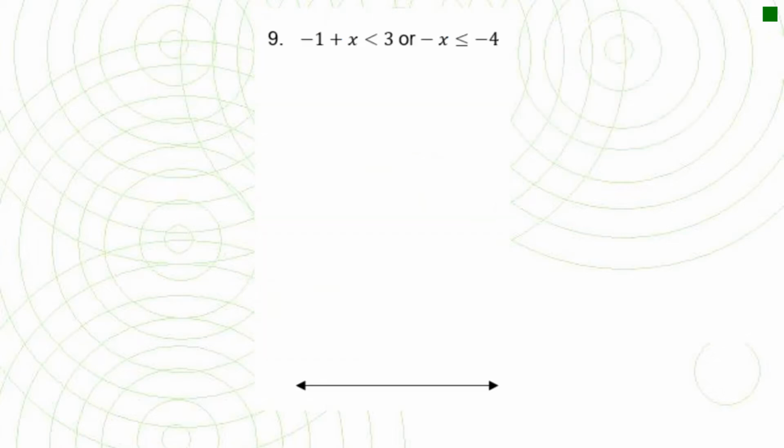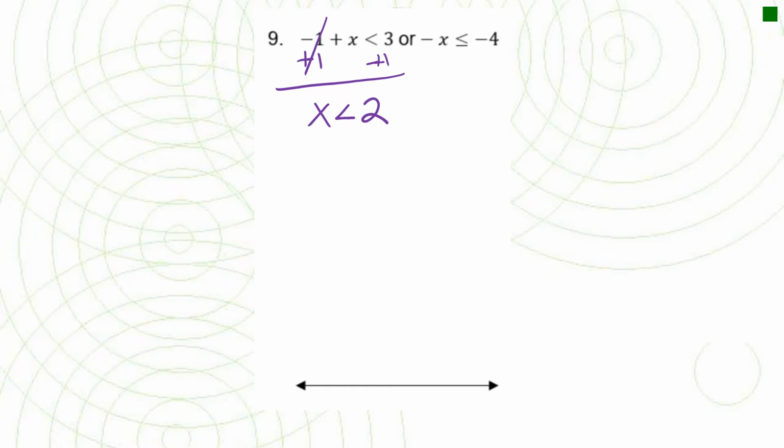All right, moving on to number 9. These are the OR graphs. So let's still go ahead and solve because it's always our first step. In order to solve, I have -1 plus x is less than 3. I need to add 1 to both sides. So I get x is less than 2.